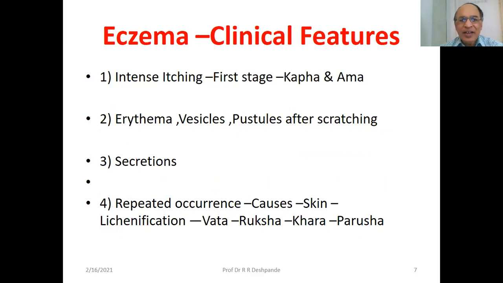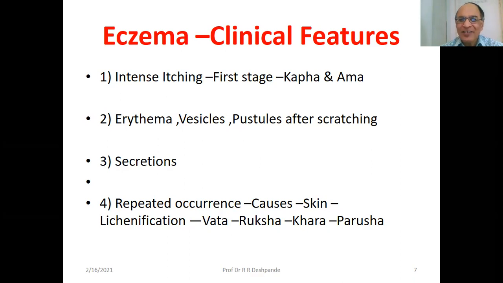Clinical features: intense itching at the first stage because of the kapha and ama dosha. Then there is erythema, redness, vesicles, pustules after scratching. Sometimes oozing is there, which is called as secretions. And repeated occurrence of this particular problem makes the skin hard and lichenified. This is called as a Vata dosha problem. The properties of Vata dosha are step by step exaggerated: Ruksha, Khara and Parusha, plus dryness.